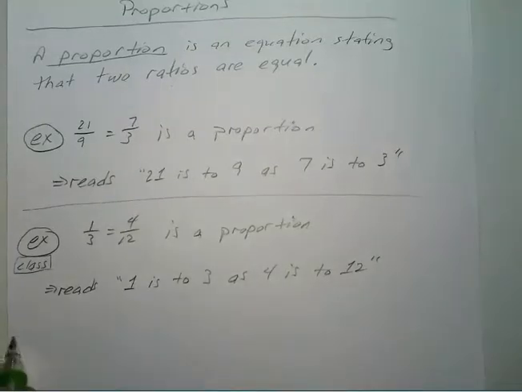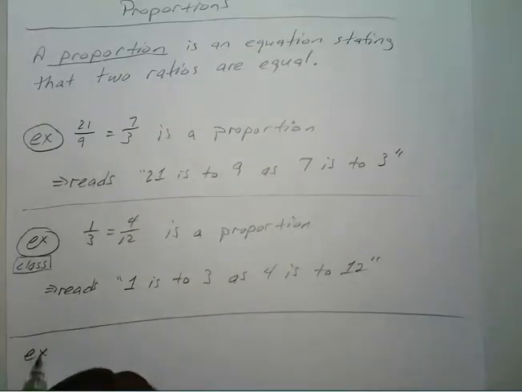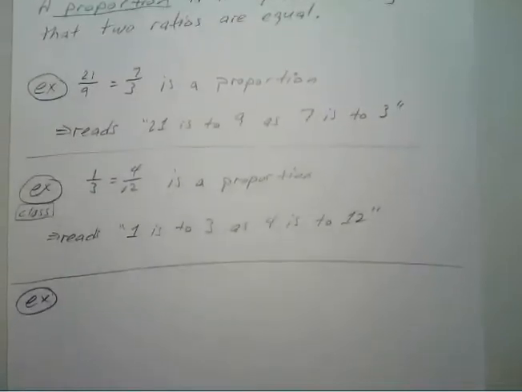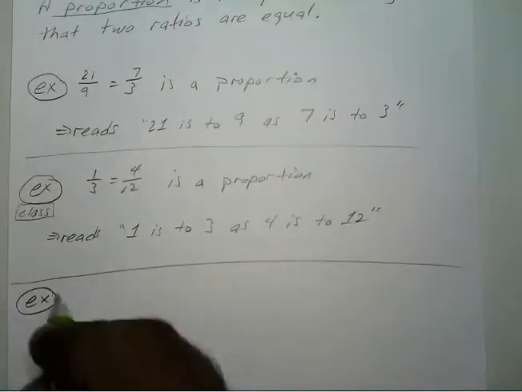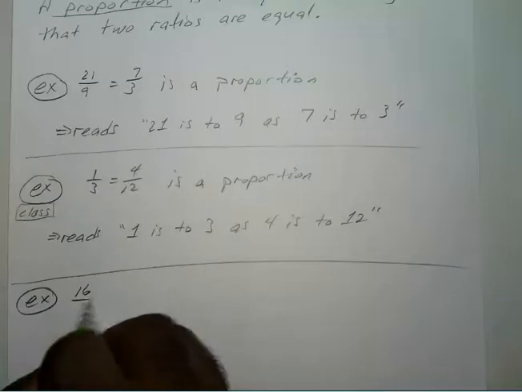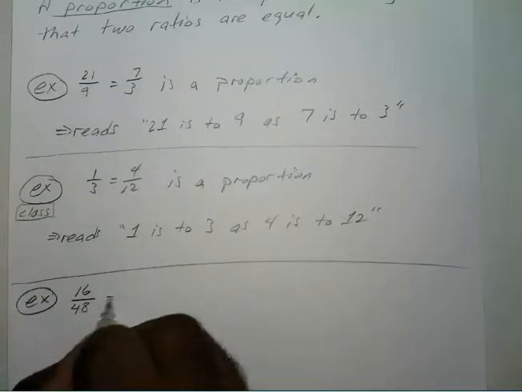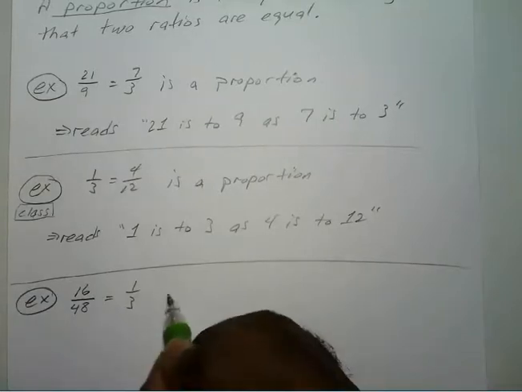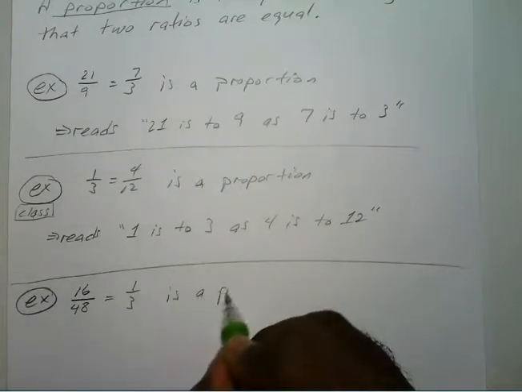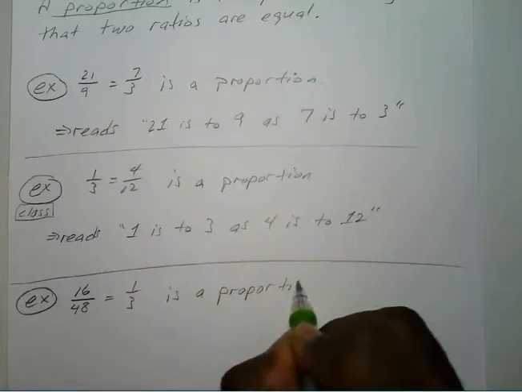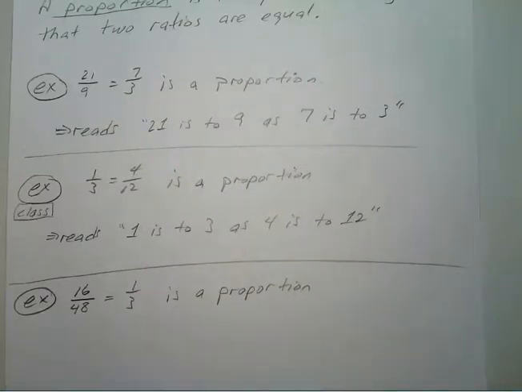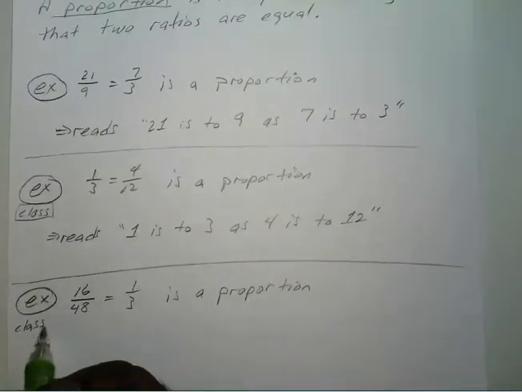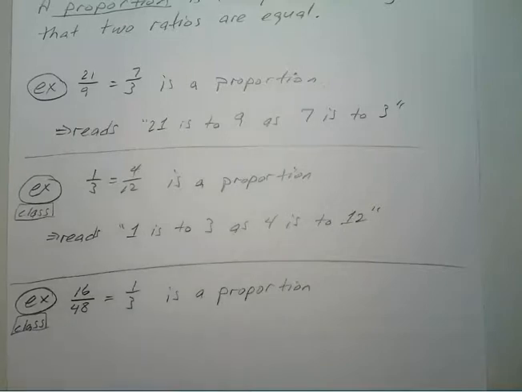All right, so let's try another proportion just to make sure you have the idea. The ratio of 16 to 48 is equal to the ratio of 1:3. Since these are ratios, we know that this is a proportion. What I want you to do again is press pause and write out how this would read.